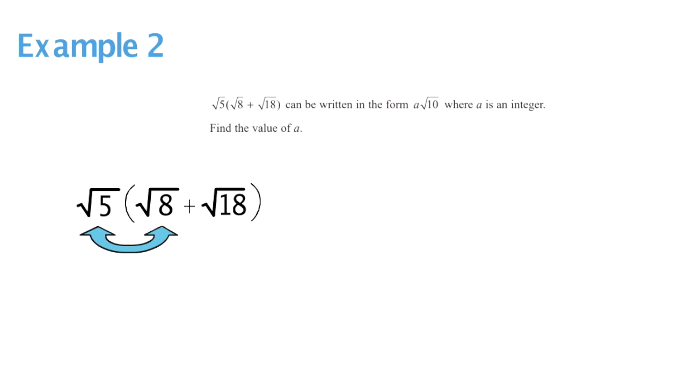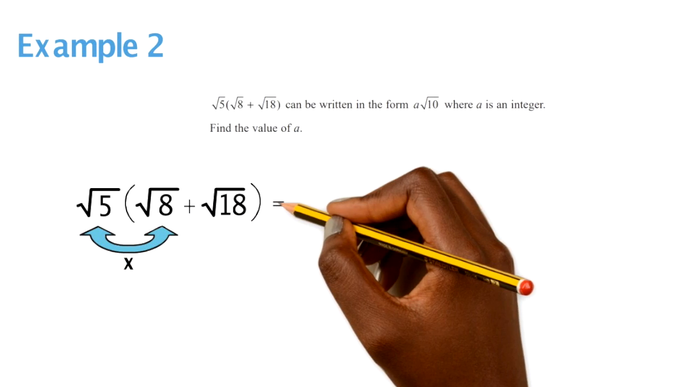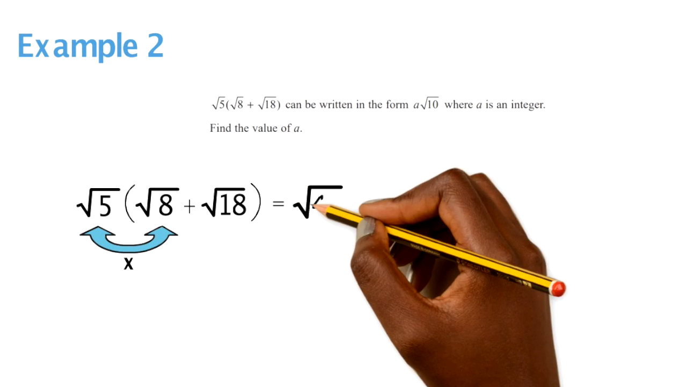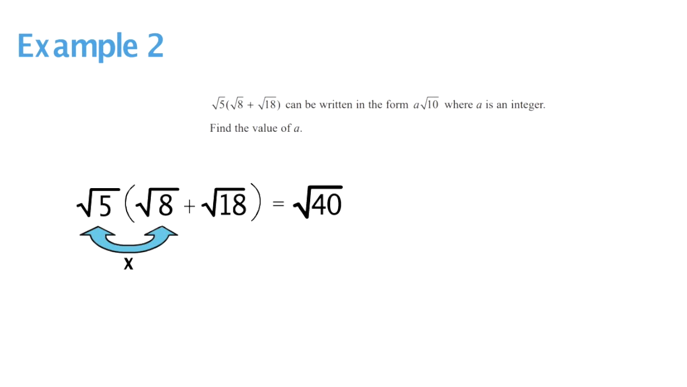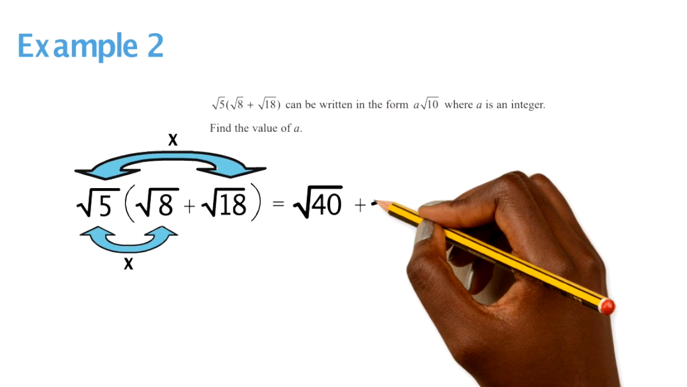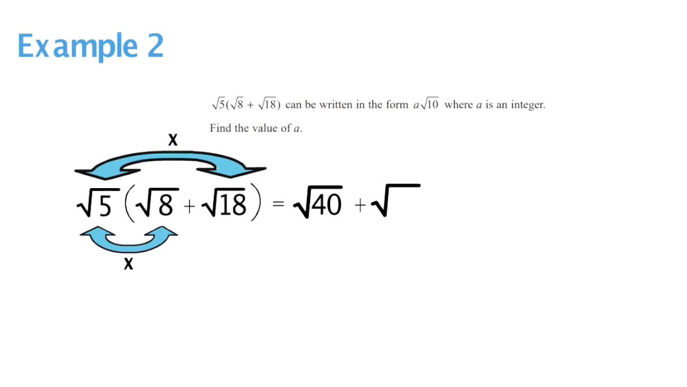So in this case, we're multiplying the two surds. Remember, we multiply the two numbers within the surds. So root 5 times root 8 would leave us with an answer of root 40. And then root 5 times root 18 would leave us with an answer of root 90.